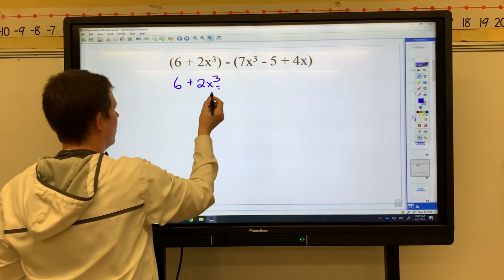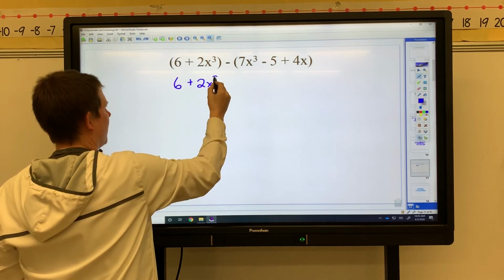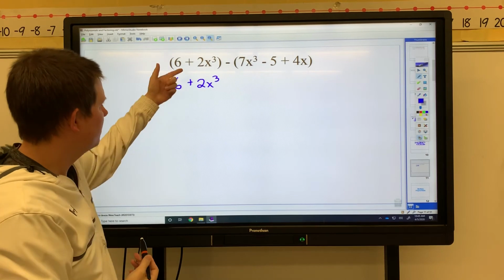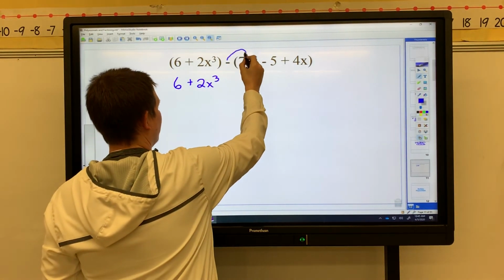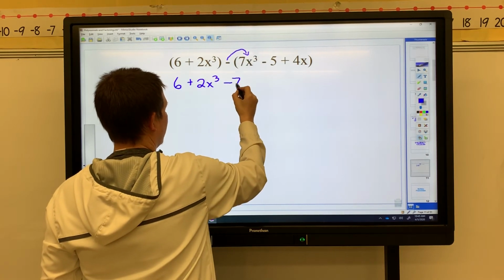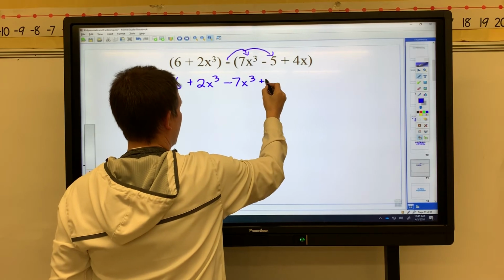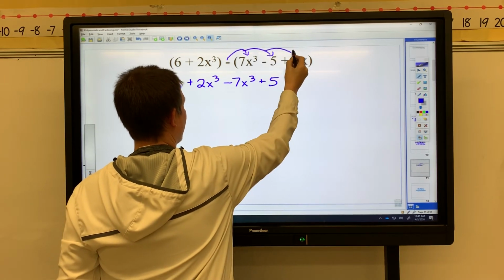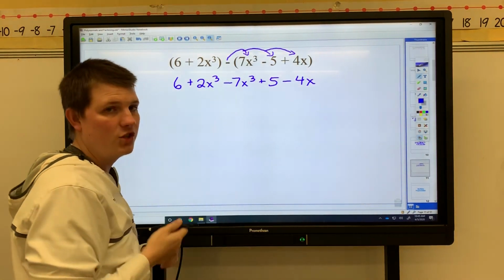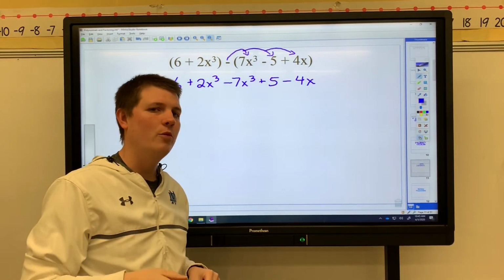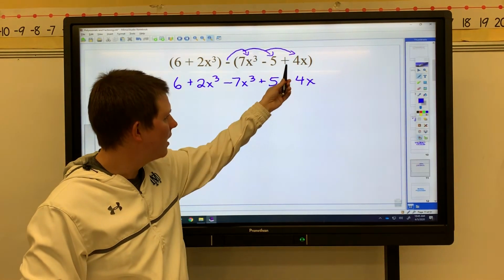The first polynomial, whatever it is, stays the same. We just drop it down. So 6 plus 2x to the third stays down. Now remember, I'm going to take the negative and I'm going to distribute it. So that gives me negative 7x to the third plus 5 minus 4x. Distribute through the second polynomial. And then write those answers down here. Negative 7, positive 5, negative 4.